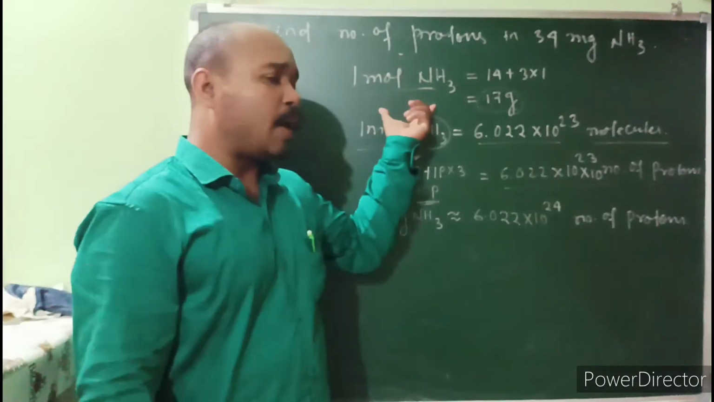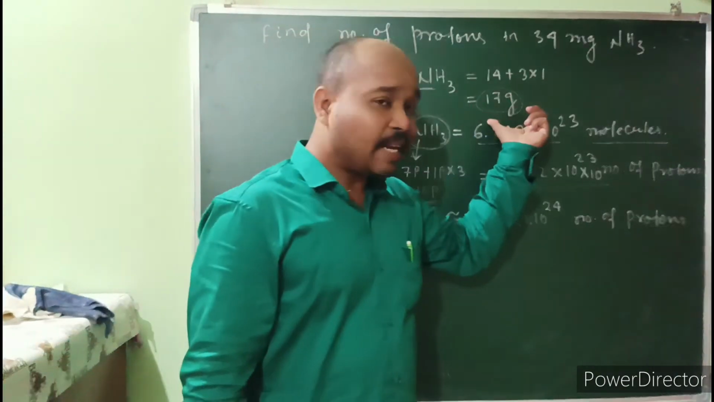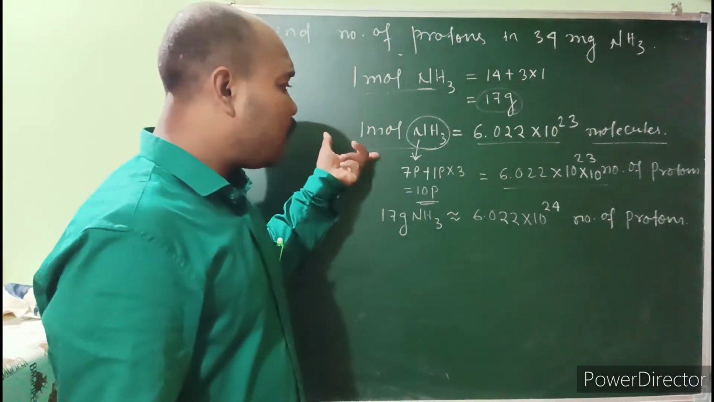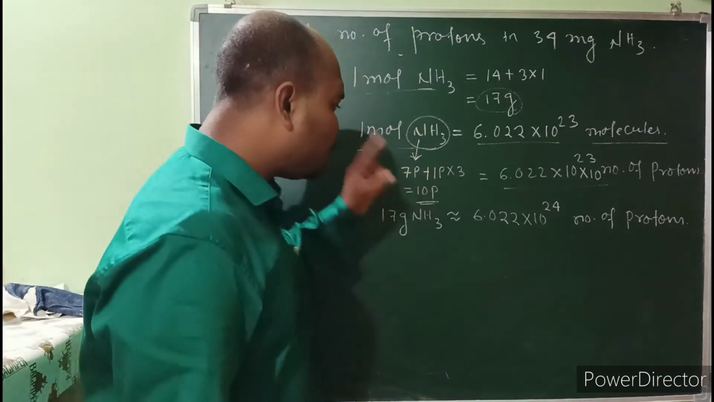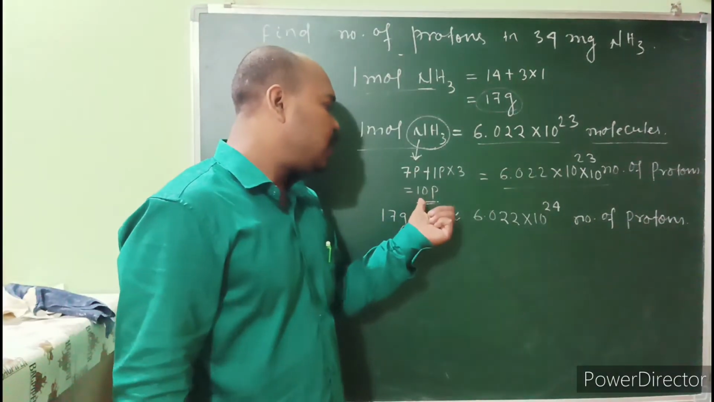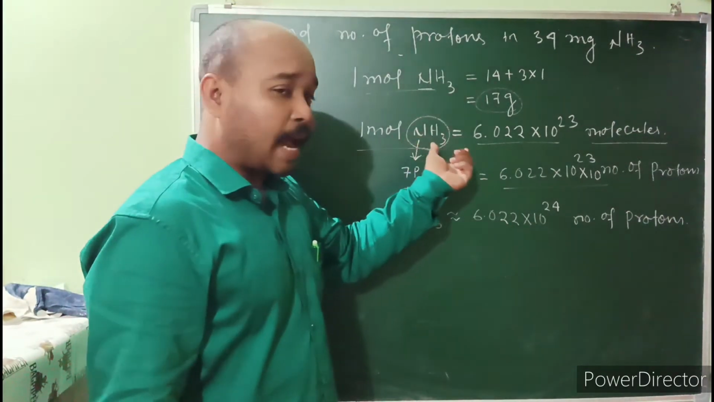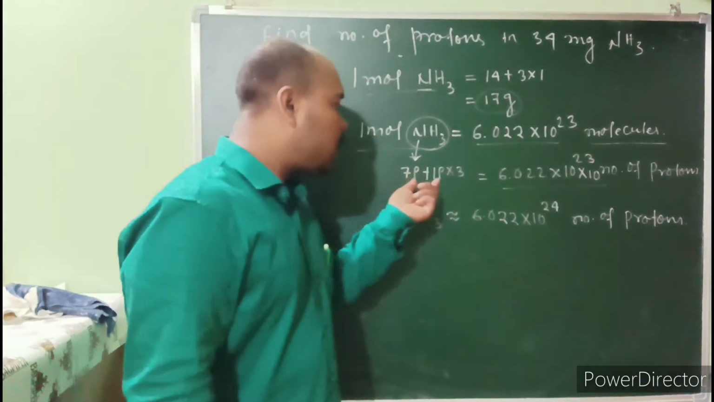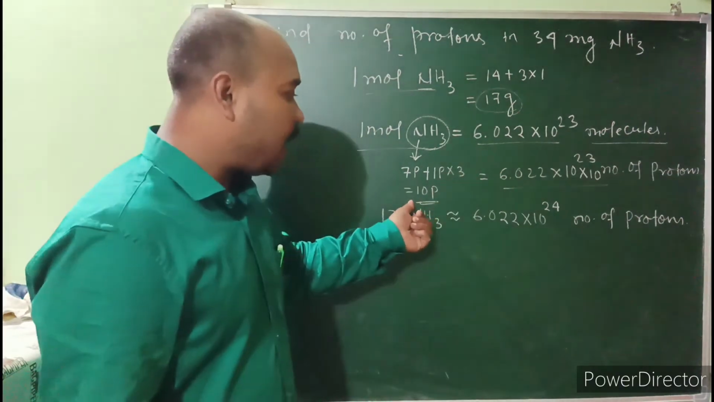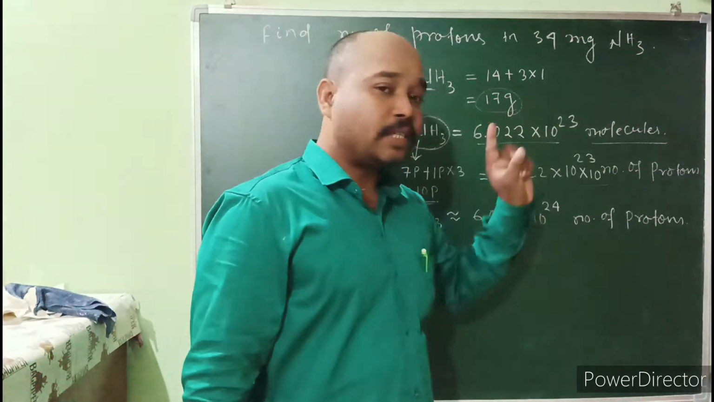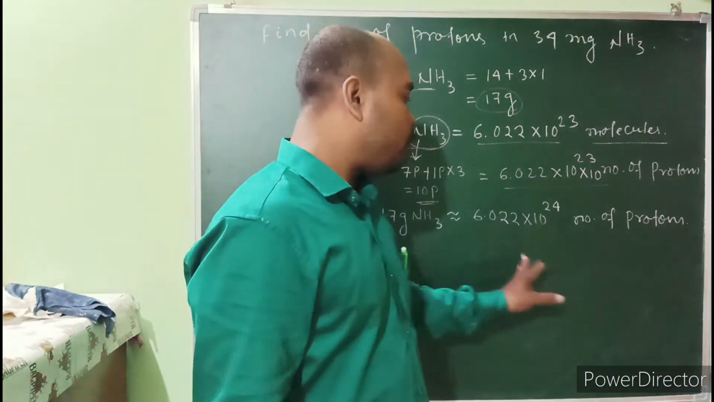First, the mole concept we discussed: 1 mole ammonia contains 17 gram and also contains Avogadro's number of molecules. Each molecule of ammonia contains 10 protons, because ammonia is nitrogen and hydrogen, nitrogen with 7 protons and each hydrogen with 1 proton, into 3, so we get 10 protons. Multiplying by 10, 10 to the power 23 becomes 10 to the power 24.